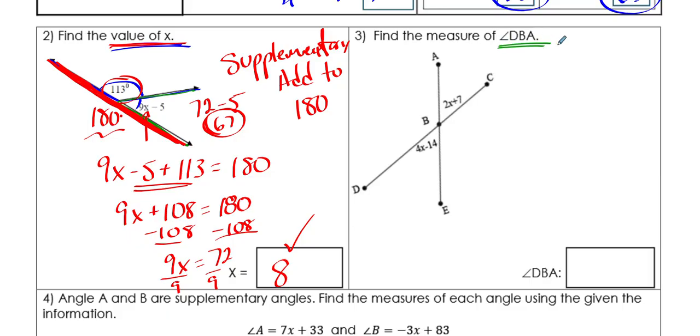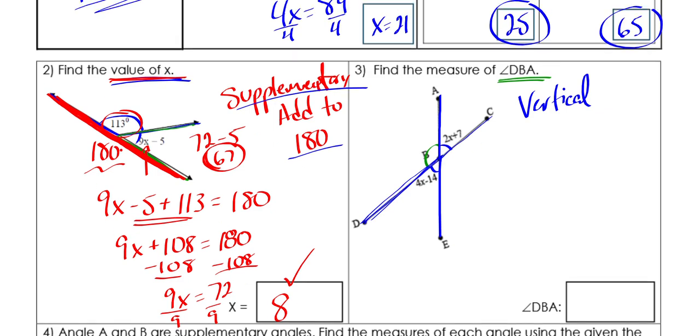All right, now we want to find the measure of angle DBA. That is this angle, D to B to A. We don't know anything about DBA here, but we can find x just using these two expressions. This and this, DBE and ABC. Those are vertical angles. That's going to tell us how to set up the equation. Remember that the relationship tells you exactly how these angles are related. It tells you how to set up the equation.